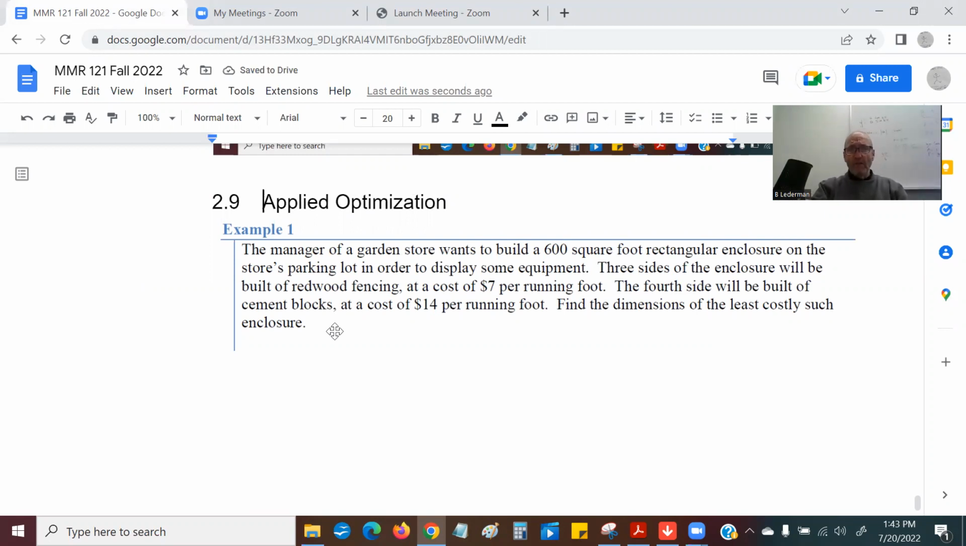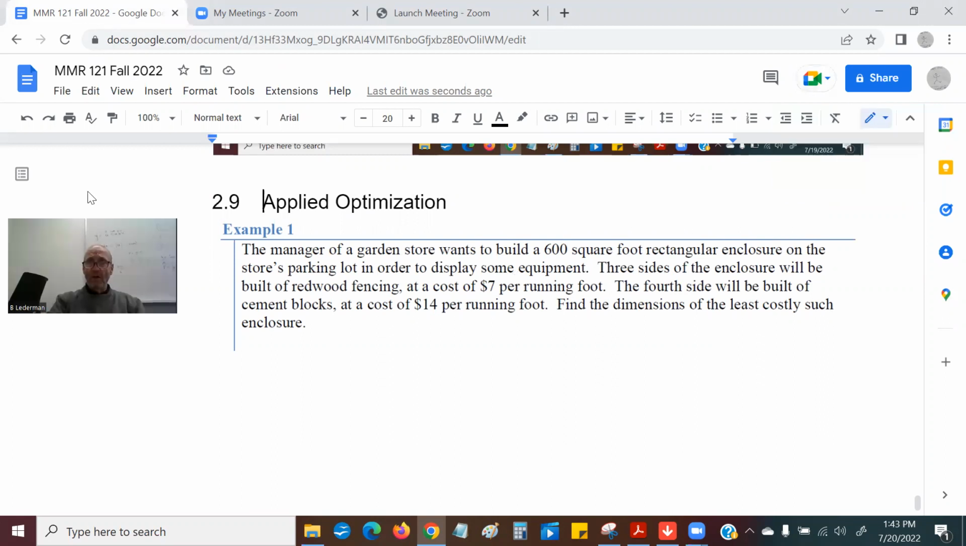A manager of a garden store wants to build a 600 square foot rectangular enclosure on the store's parking lot in order to display some equipment. Three sides of the enclosure will be built of redwood fencing at a cost of $7 per foot, and the 4th side will be built of cement blocks at a cost of $14 per foot. Find the dimensions of the least costly such enclosure.